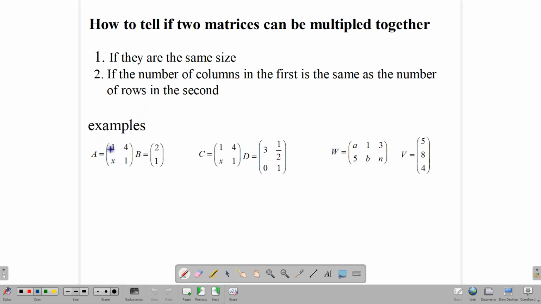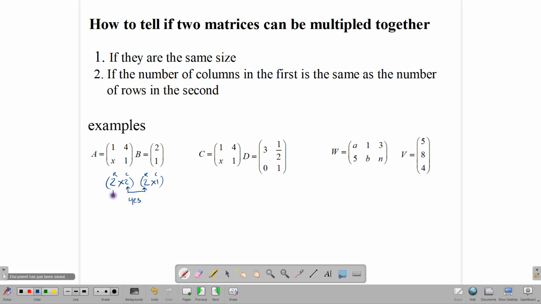Here we have a matrix with 2 rows and 2 columns. And here we have another matrix with 2 rows and 1 column. So let's write it down. A is a 2 by 2 matrix, and B is a 2 by 1 matrix. Look at the numbers on the inside. That is the number of columns. So we have rows, columns, rows, columns. So the number of columns in the first matrix is exactly the same as the number of rows in the second matrix. That tells us that they can be multiplied together.